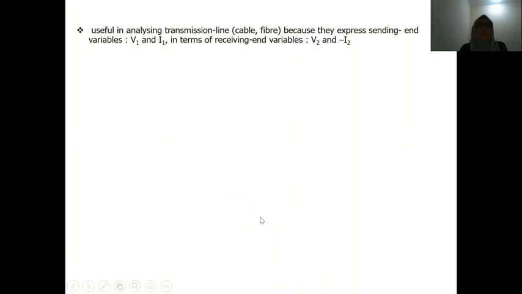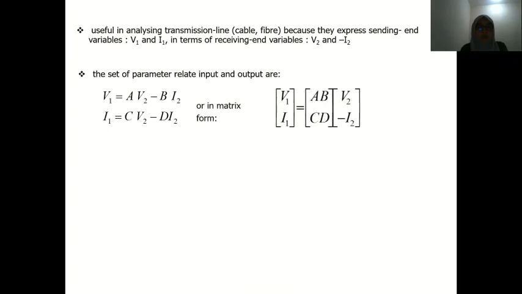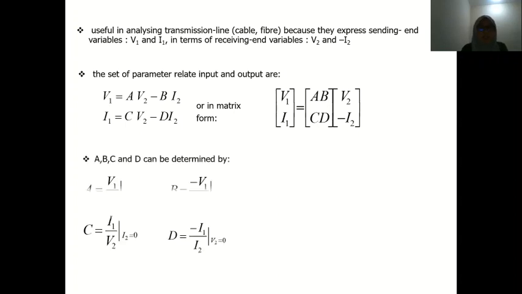They are useful for analyzing transmission lines, cables, and fibers, because they express the sending-end variables V1 and I1 in terms of the receiving-end variables V2 and -I2. So the set of parameters relating input and output is V1 = A V2 - B I2, and I1 = C V2 - D I2, which is in matrix form.